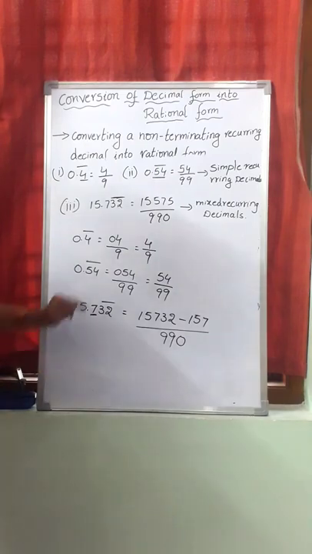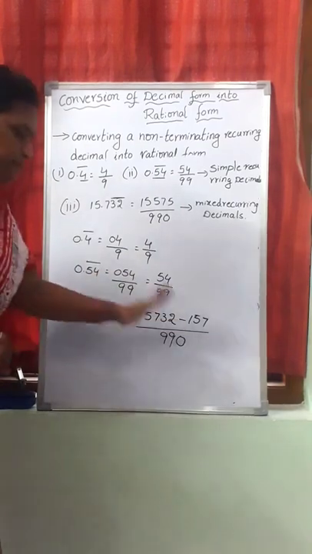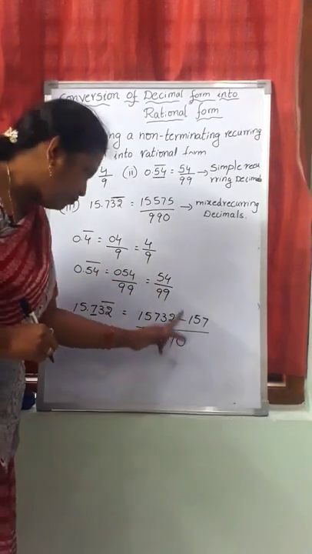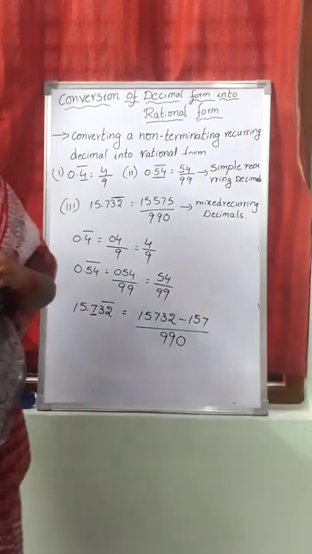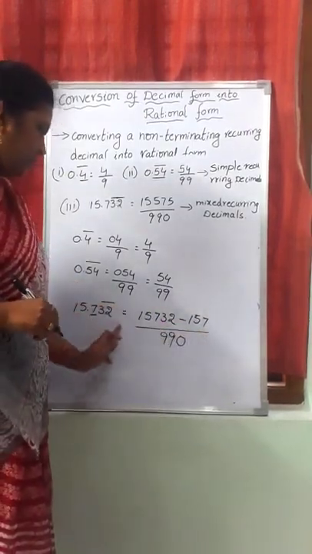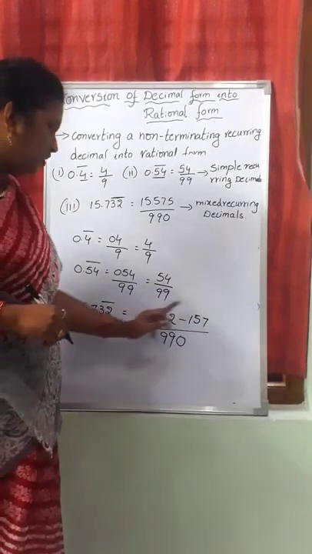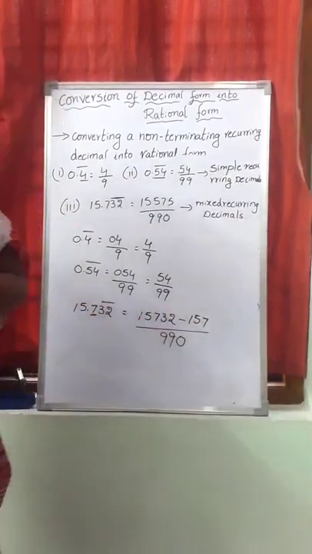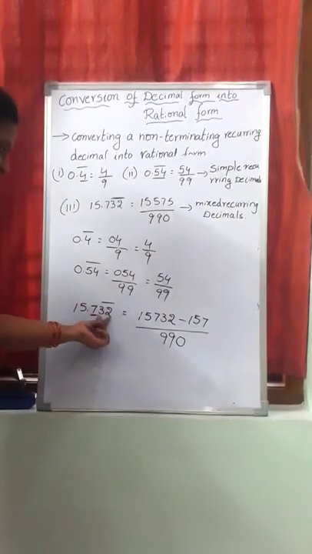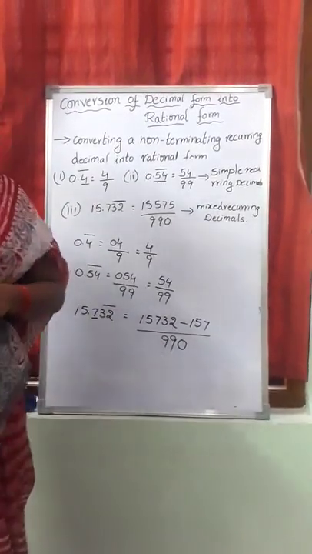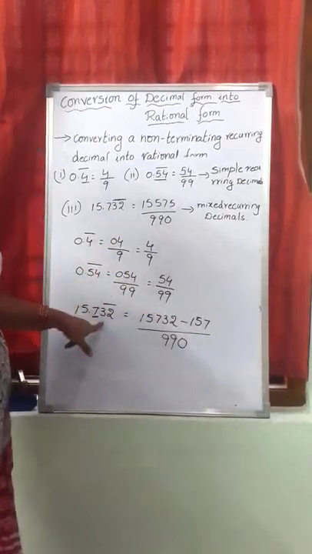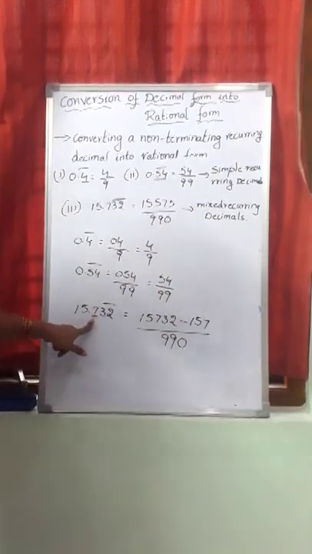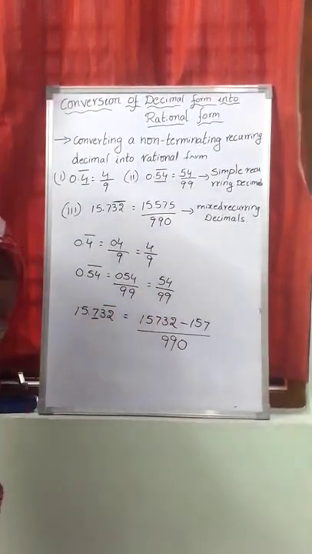Once again I am repeating: remove the decimal and the bar, write the number as it is, and subtract the number which is not recurring. That means the number in the whole number part and the decimal part which is not recurring, you subtract from the entire number. In the denominator, write as many 9s as there are recurring digits. 2 digits are recurring, so that many 9s. And for the digits in the decimal part which are not recurring, that many zeros we have to keep.